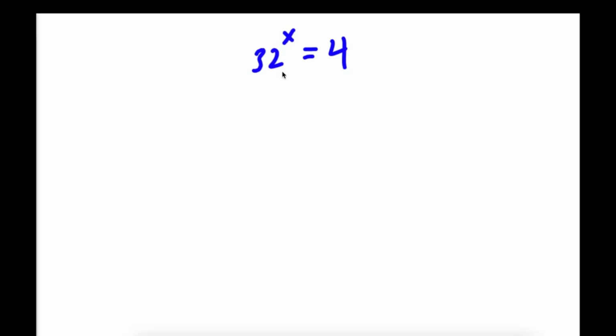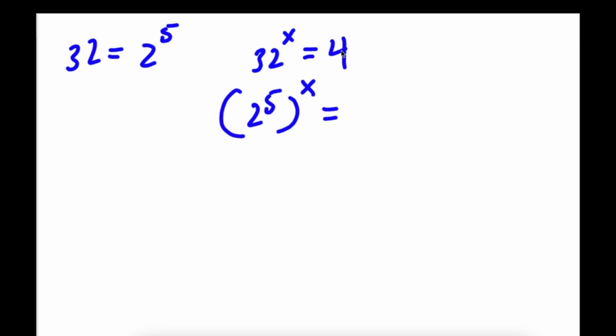So we have 32 to the power of x is equal to 4. And make sure to stay to the end of the video where I have a bonus problem similar to this, which you guys can try to solve. So 32 is actually equal to 2 to the power of 5. So now I can rewrite 32 to the power of x by substituting in 2 to the power of 5 for 32. So now I have 2 to the power of 5 to the power of x is equal to, now 4 is equal to 2 squared.